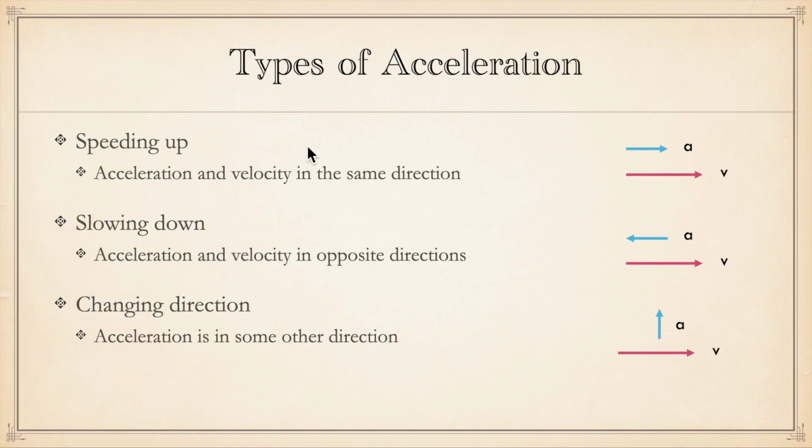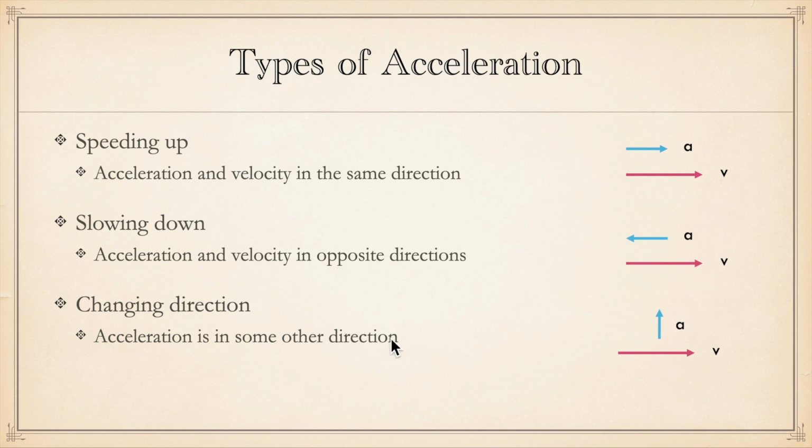So types of acceleration. If you're speeding up, the acceleration and velocity are in the same direction. So in this case, both to the right. If you're slowing down, acceleration and velocity are in opposite directions. So your velocity is to the right, but your acceleration is to the left, so you'd be slowing down.